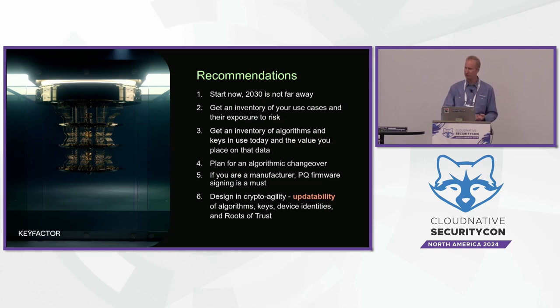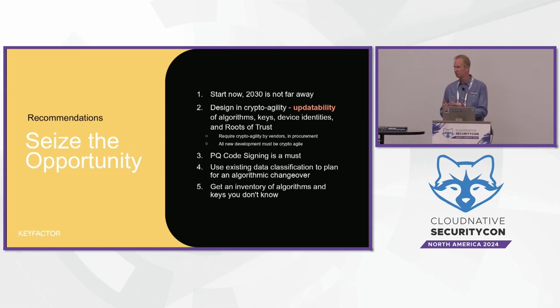Turning it around, when I speak to IT departments more, you can almost turn the thing around. Still number one is start now, 2030 is not far away, but then actually the most important if you're doing stuff is designing crypto agility and updatability. So that can mean two things. For example, if you're procuring new products, require from these vendors that they are crypto agile and are able to switch to new algorithms in the near future.